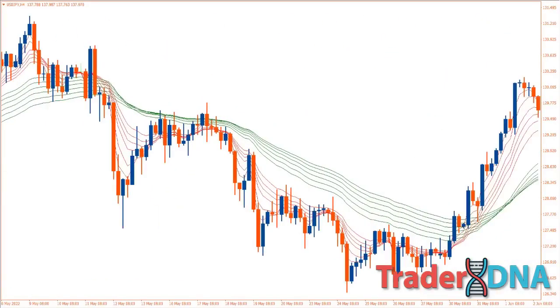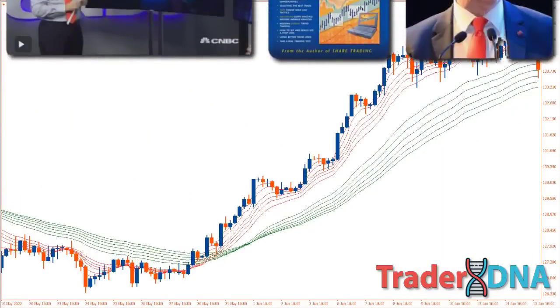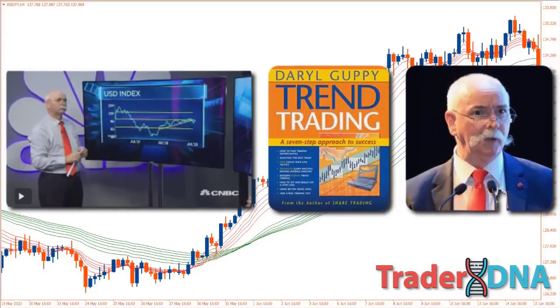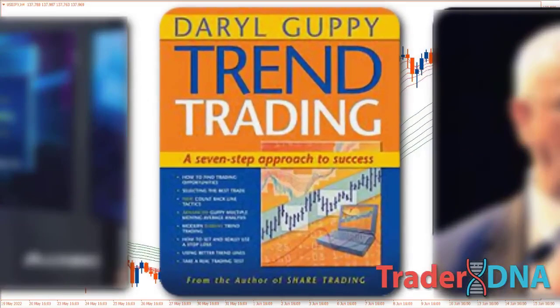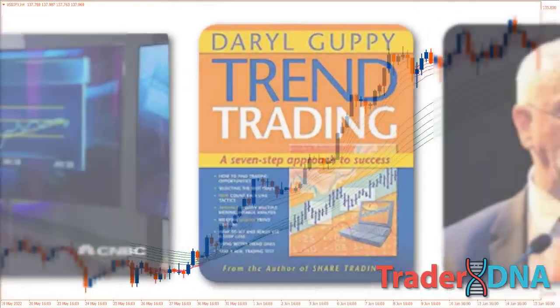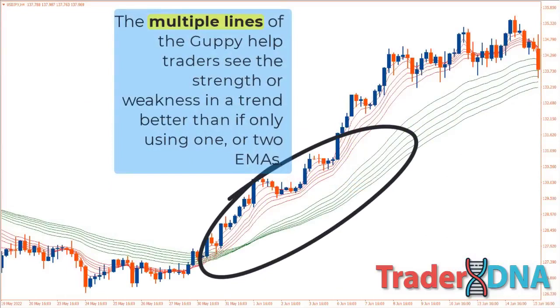The Guppy was created by an Australian trader named Daryl Guppy. Hence, the name of the indicator. Daryl introduced the Guppy Multiple Moving Average, or GMMA, in his book, Trend Trading. The Guppy is a trend-following technique composed of 12 EMAs, or exponential moving averages. The multiple lines of the Guppy help traders see the strength or weakness in a trend better than if only using one or two EMAs.